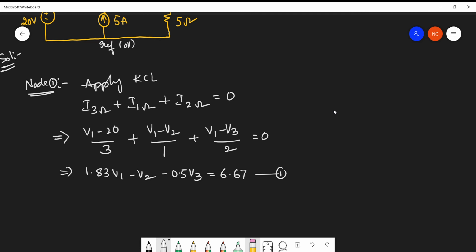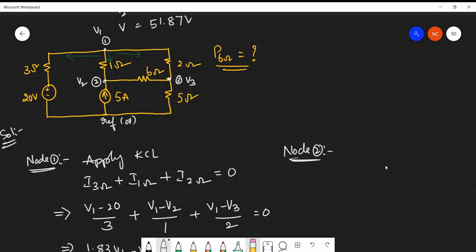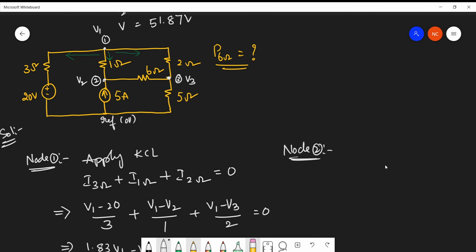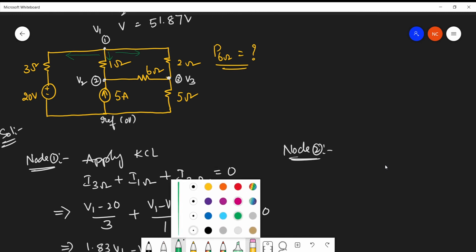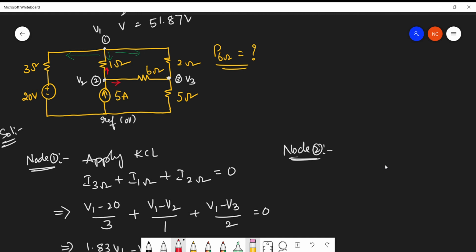This is equation 1. Consider node 2. Take the currents which are leaving. If the direction is not specified, this is leaving, this is also leaving. Now apply KCL. The current passing through the 1 ohm resistor plus the current passing through the 6 ohm resistor, these two are the leaving currents. What is the entering current? 5 is the entering current.